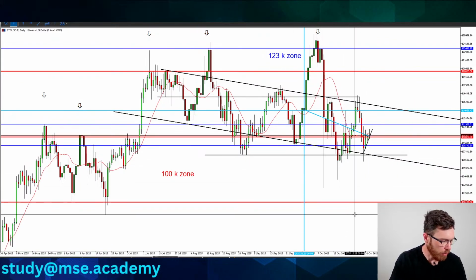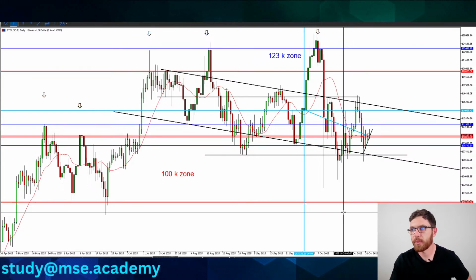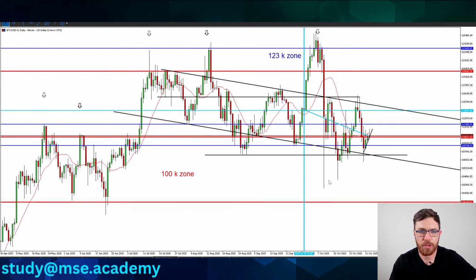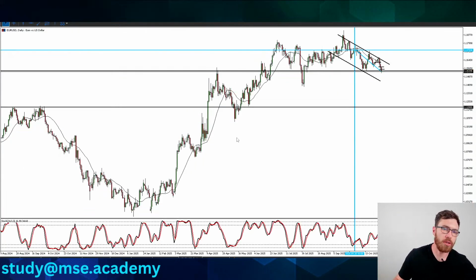Now, in terms of the last trade that I want to give an update on, that's where I want to share the trade idea, and that is on Euro US dollar. Euro US dollar is looking like quite a juicy trade opportunity.